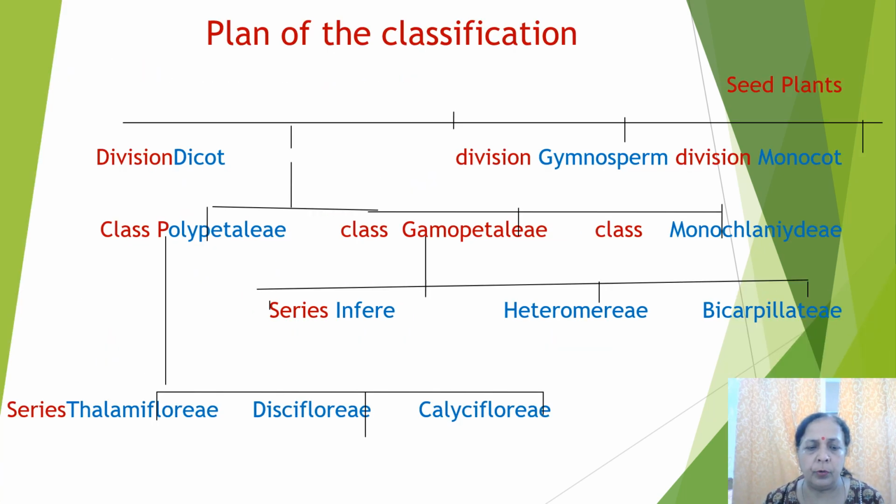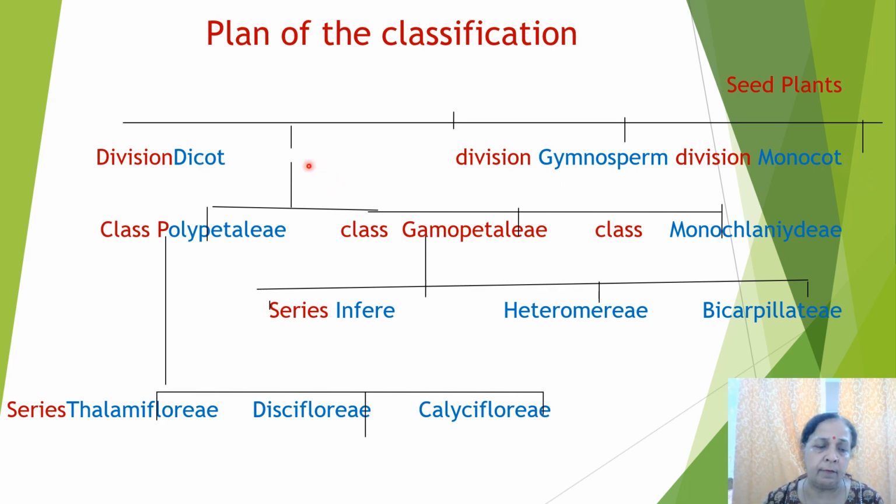This slide is showing the plan of the classification. Bentham and Hooker classified the seed plants on the basis of the character of seed in 3 divisions: dicotyledons, gymnosperms, and monocotyledons. Monocots are placed after dicots and gymnosperms, and gymnosperms are placed in between dicots and monocots.